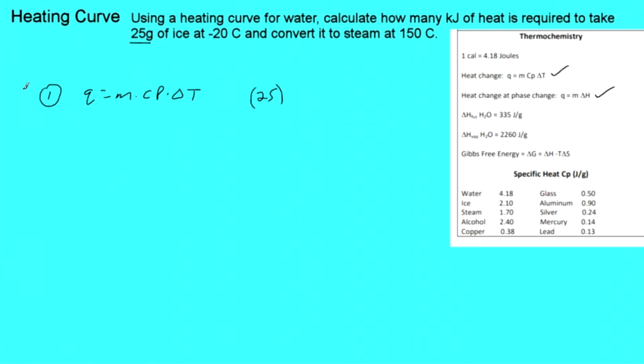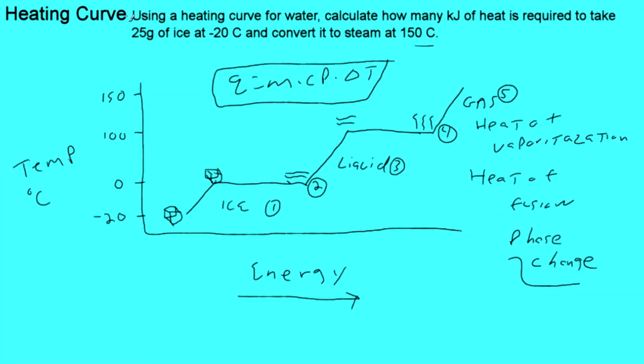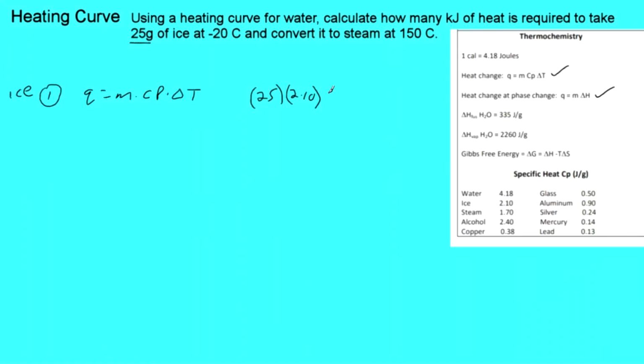We're talking about ice here. Let me write ice here so we remember. The specific heat of ice, we come to the table here, we're going to use 2.10. And our change of temperature, it went from -20 to 0. So that change is 20 degrees. So we'll plug in 20.